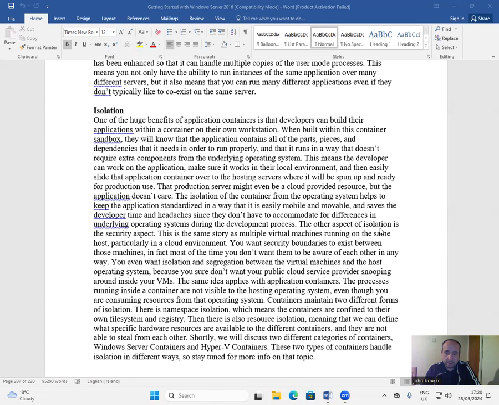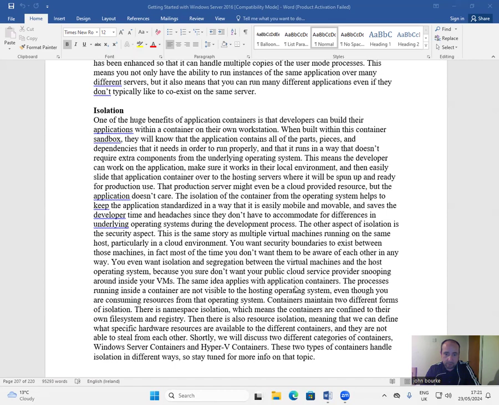The other aspect of isolation is the security aspect. This is the same story as multiple virtual machines running on the same host, particularly in a cloud environment. You want security boundaries to exist between those machines. In fact, most of the time, you don't want them to be aware of each other in any way. You even want isolation and segregation between the virtual machines and the host operating system, because you sure don't want your public cloud service provider snooping around inside your VMs.